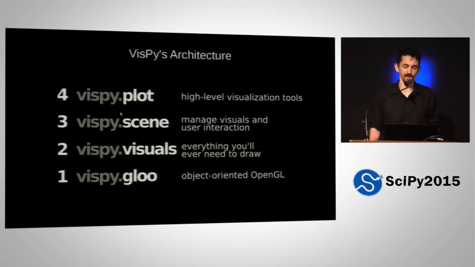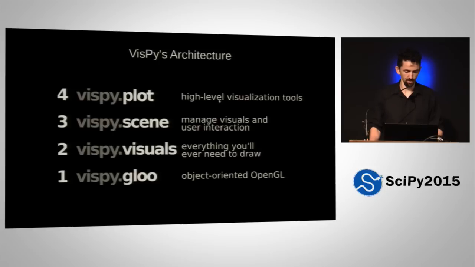VisPy.scene then sort of ties together all of these visuals and brings them together. It's a scene graph, which means that all of the visuals are given a hierarchical relationship to each other, and you just define a few of those transformations. And what VisPy.scene gives you is a much more automated way of managing all these visuals. It gives you interactive view boxes and cameras and lighting, and it also takes care of handling mouse input. And then finally, the highest layer right now is VisPy.plot, which is similar in concept to MATLAB, Matplotlib, that sort of a thing.